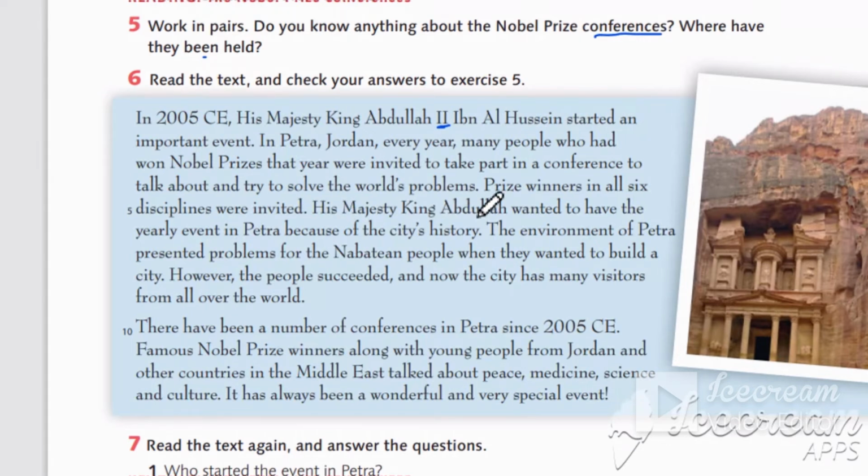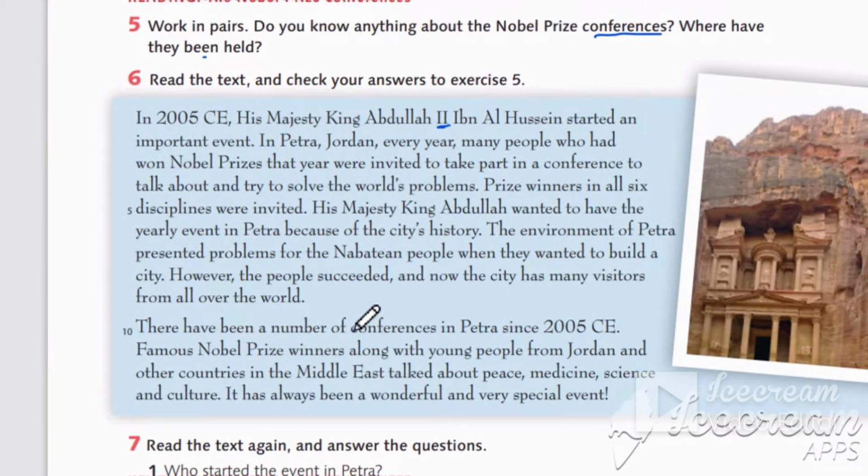His Majesty King Abdullah wanted to have the yearly event in Petra because of the city's history. The environment of Petra presented problems for the Nabatean people when they wanted to build a city. However, the people succeeded and now the city has many visitors from all over the world.